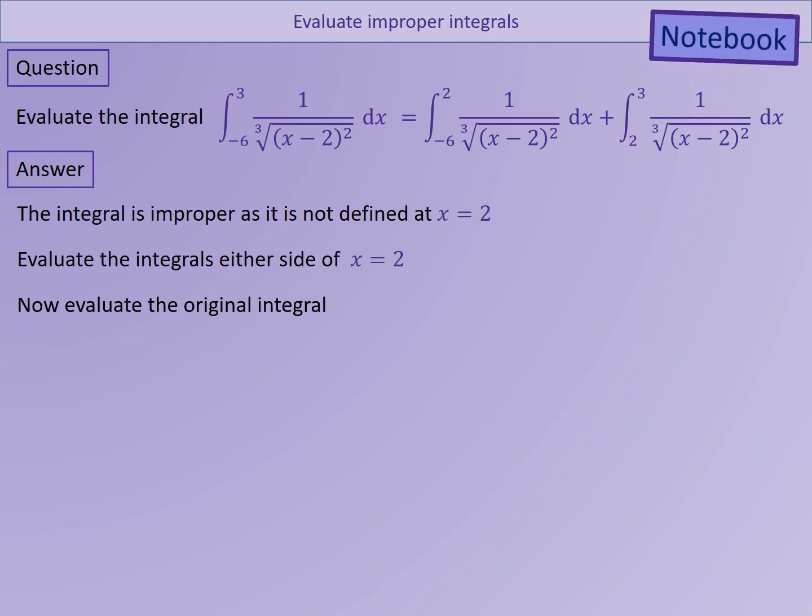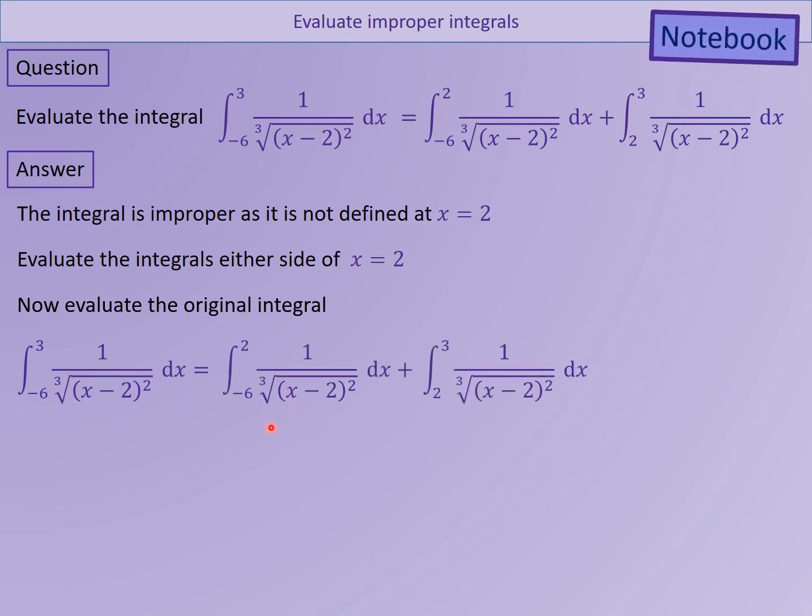Okay, so now we've looked back at the original answer, and we see that we can split that up to either side of the asymptote. So we go from minus 6 up to 2 and 2 to 3. So the asymptote lies just there at 2. We've worked out the value of this one to be 6. We worked out the value of this one to be 3. So therefore the value of the original integral is going to equal 9.